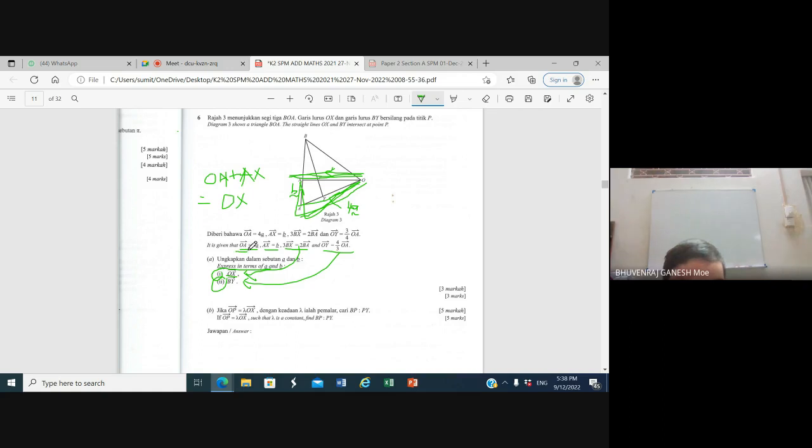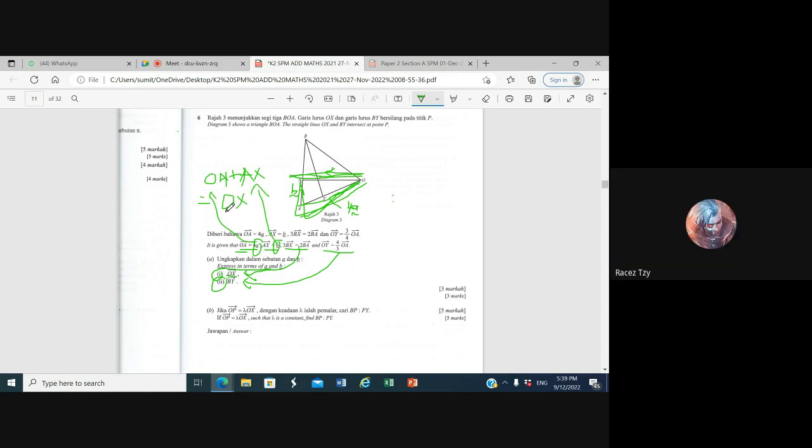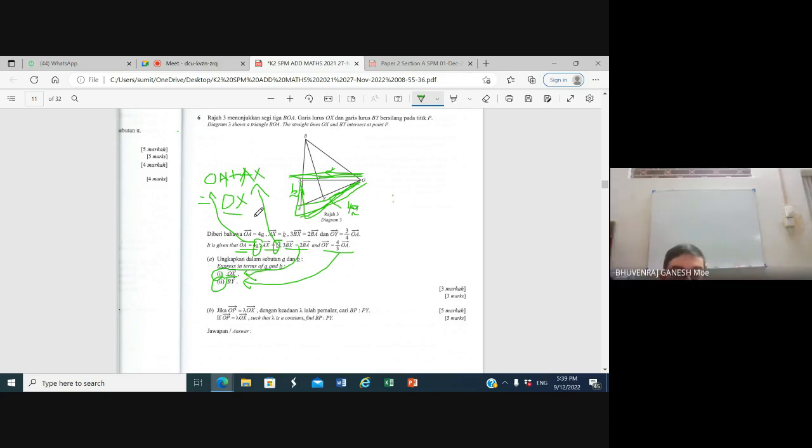You see OA, you have the value, right? AX also you have the value. So you can find OX directly. You just sub this one inside here, and then sum this one inside here. Then you get 4A plus B. Yeah, that's all, correct. Just like that.